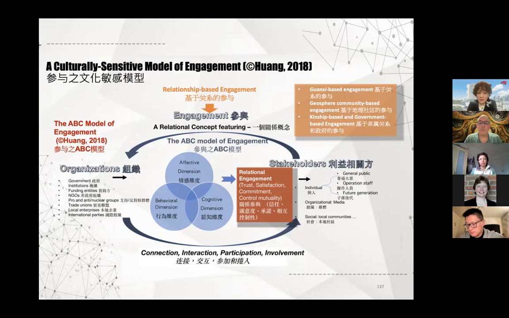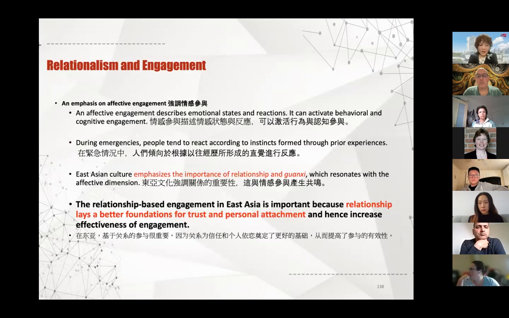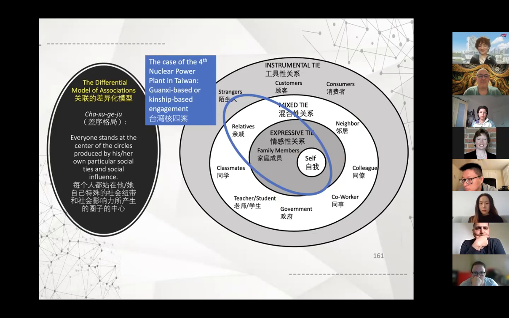I believe that is interesting. That is what I call kin-based engagement, illustrated in a case in Taiwan. Let me skip all this to here. So the case of the fourth nuclear power plant in Taiwan. The construction of the fourth nuclear power plant in Taiwan has been proposed for over 30 or 40 years, but has not been successful because of the opposition of the site residents and the environmentalists.